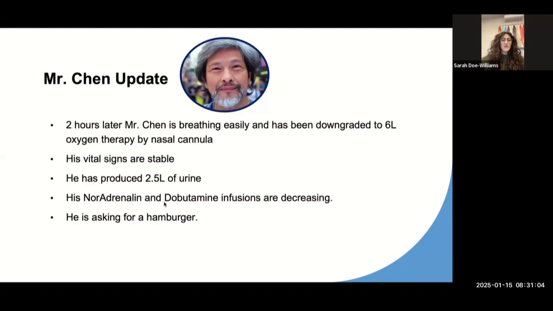Chen. So 2 hours later, he's breathing easier. Since we got all of his fluid off, he was downgraded to 6 liters of oxygen by nasal cannula instead of having the positive pressure ventilation. His vital signs are stable, so normalization of his blood pressure. He has produced 2.5 liters of urine after we gave the 40 of furosemide. His noradrenaline and dobutamine infusions are decreasing, and then he's asking for a hamburger. So always a good sign if they want to eat something or they have an appetite.